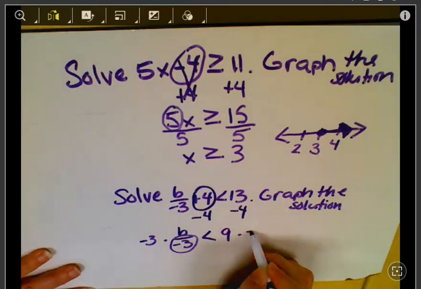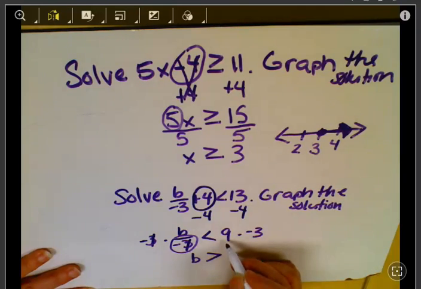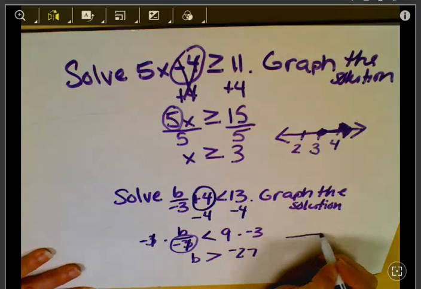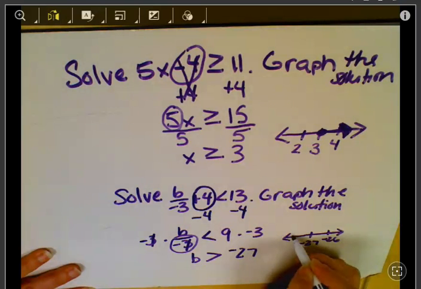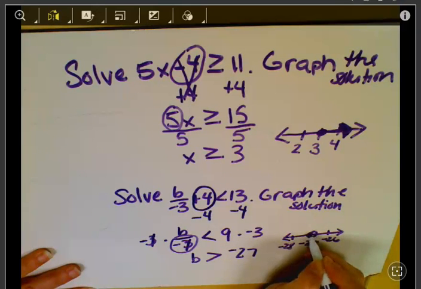Because I'm multiplying by a negative number, I must reverse the sign. So I have the negative 3 and the negative 3 making a positive b. And this is 9 times a negative is a negative 27. So when I graph this, I have to have negative 27, negative 26, negative 28 deeper in the hole. I do not have an equal sign here, so it's an open circle, and it's greater than, so it'll be to the right.